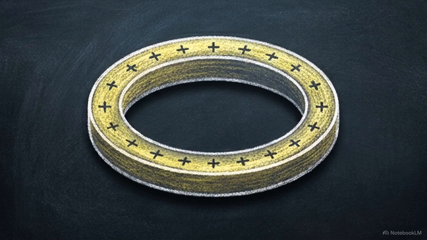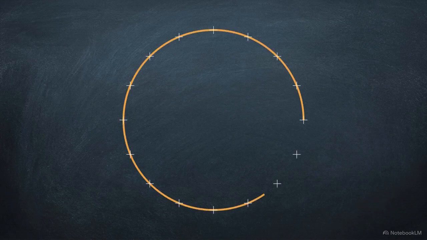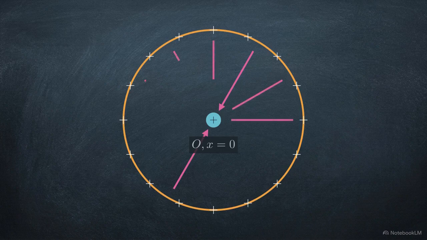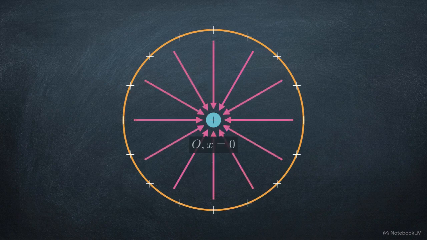Let's start with a thought experiment. Picture a ring of uniform positive charge. Now, imagine taking a tiny positively charged test particle and placing it exactly in the dead center of that ring. Because the test charge is positive, the ring repels it.